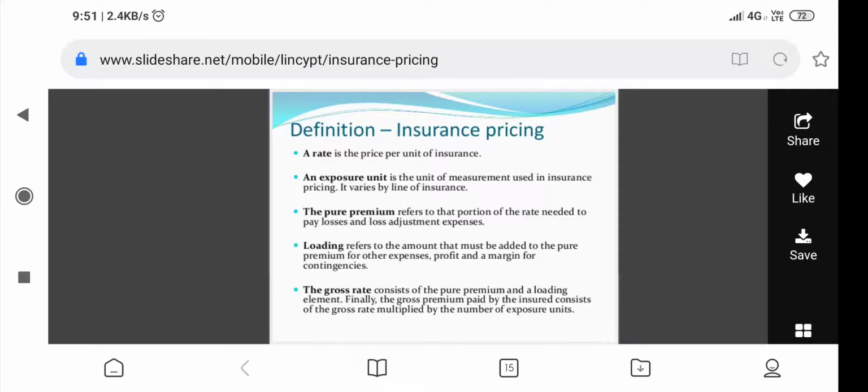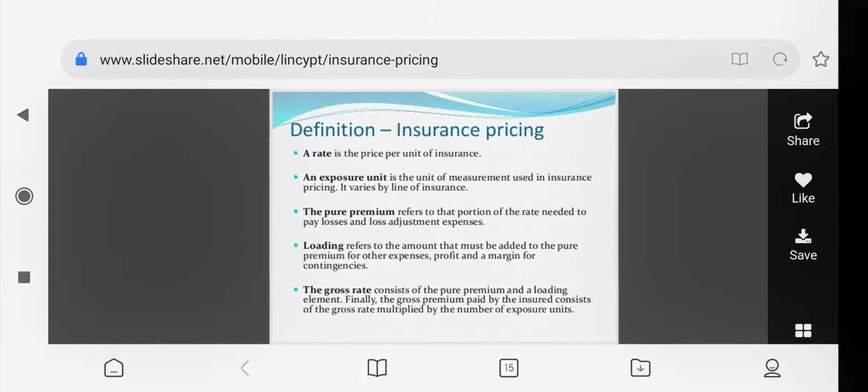What is an insurance price? A rate is the price per unit of insurance. An exposure unit is a unit of measurement used in insurance pricing. It varies by the line of insurance. Pure premium refers to that portion of the rate needed to pay losses or loss adjustment expenses.